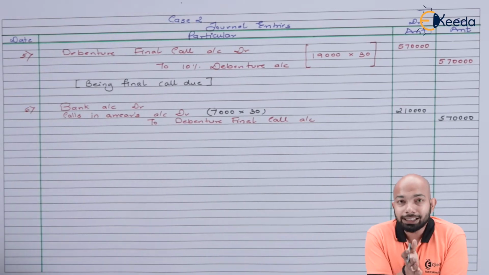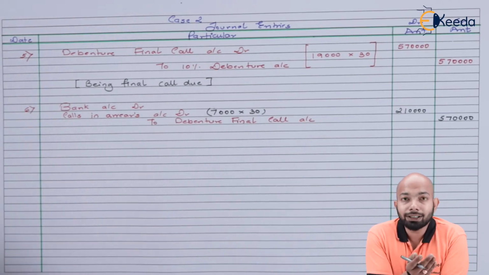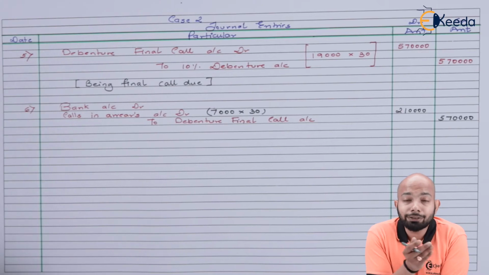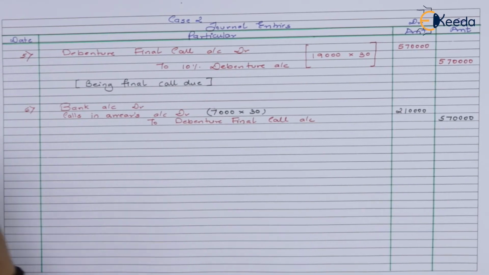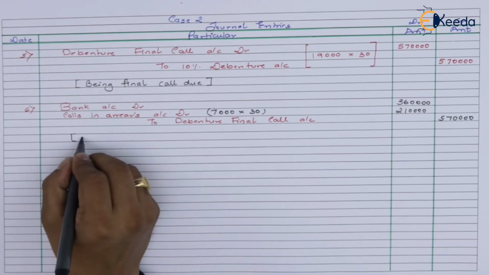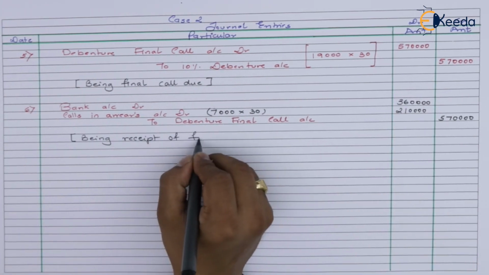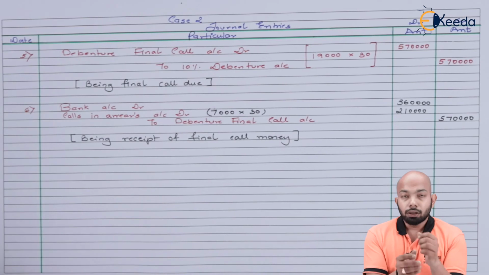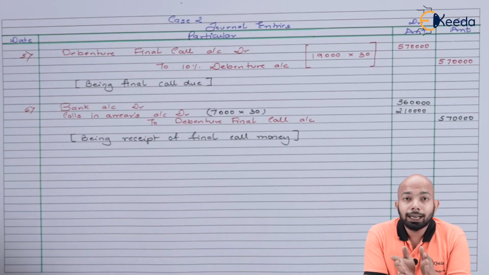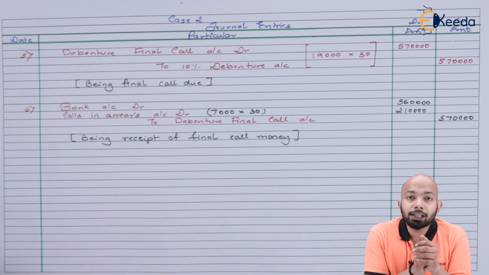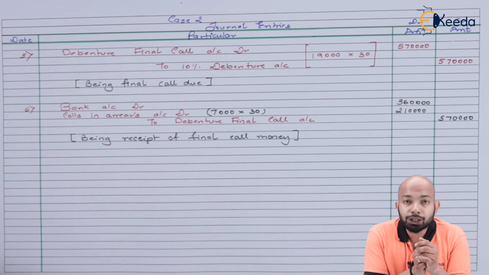So out of 5,70,000, if 2,10,000 we haven't received, that means whatever balance is left will be the amount that we have received in our bank account. So that will be the receipt of final call by what we have mentioned here. Now, the next step is to prepare the various accounts that we have to mention here.